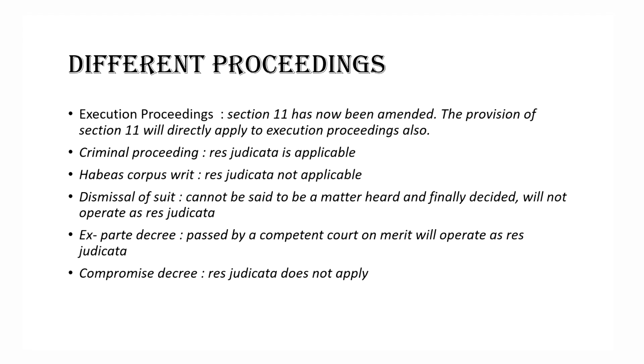So here, on different proceedings, is res judicata applicable or not? Section 11: in a criminal proceeding, res judicata is applicable. On habeas corpus, res judicata is not applicable; otherwise res judicata is applicable on other writs, mandamus, quo warranto, certiorari and prohibition. But on the habeas corpus writ, res judicata is not applicable, because habeas corpus is related to the liberty of your case. You understand this one.